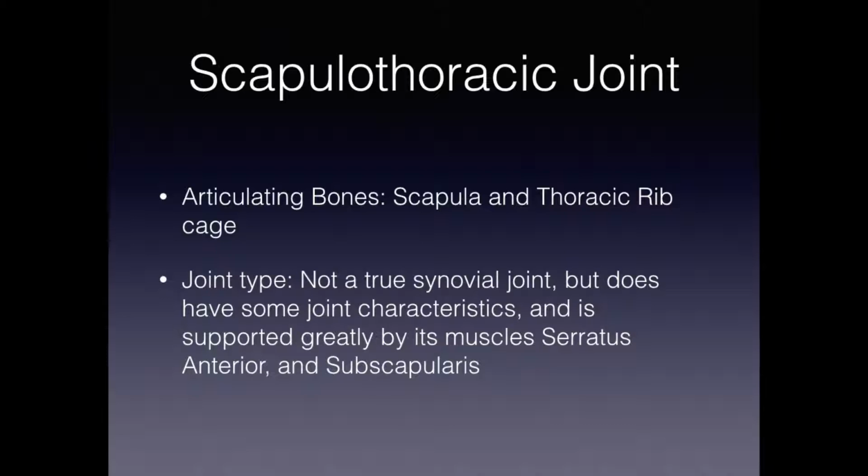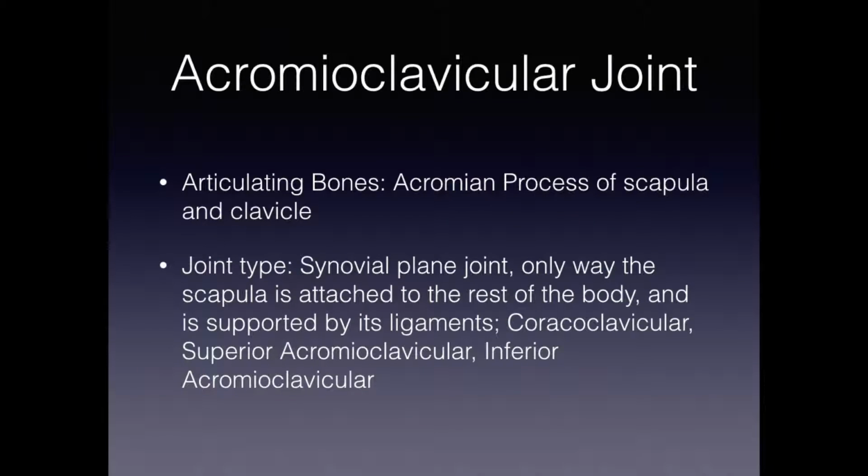Scapulothoracic joint, articulating bones: scapula and thoracic rib cage. Not a true synovial joint, but does have some joint characteristics and is supported greatly by its muscles, serratus anterior and subscapularis. Acromioclavicular joint, articulating bones: acromion process of scapula and clavicle. Synovial plane joint, the only way the scapula is attached to the rest of the body, and is supported by its ligaments: coracoclavicular, superior acromioclavicular, and inferior acromioclavicular ligaments.